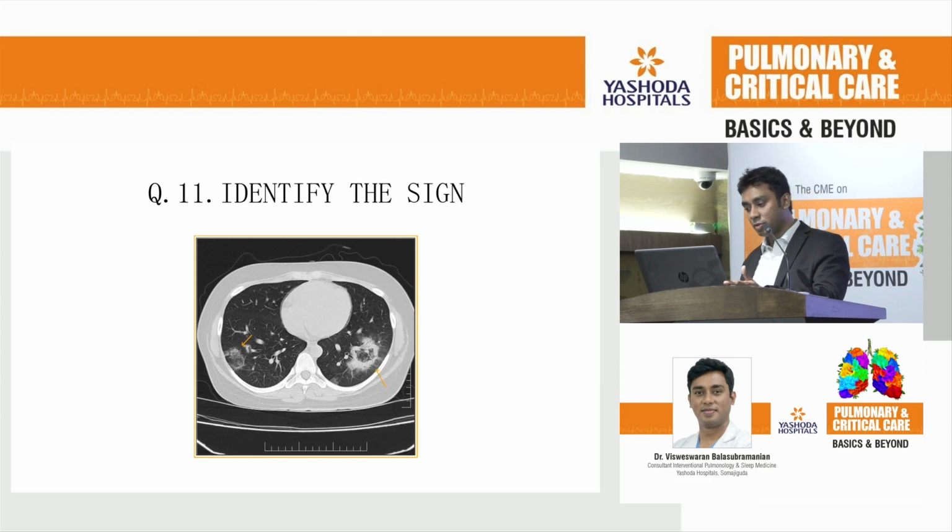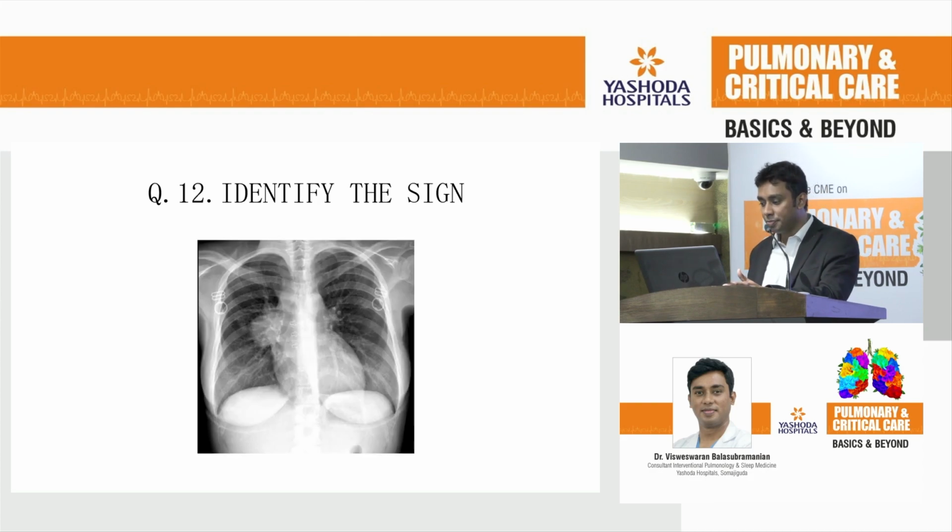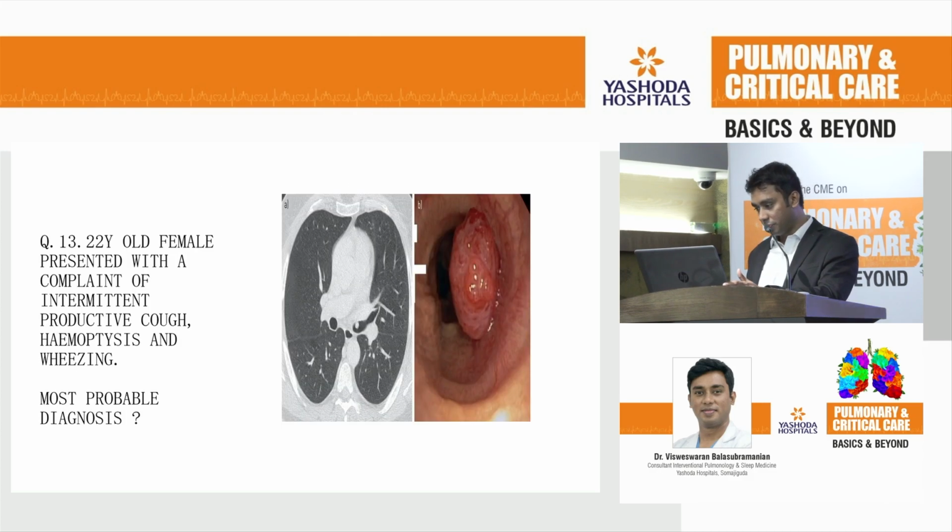Next one. Identify the sign. In which condition will you see it most commonly? Which one? Mucor. Next. Organizing pneumonia. Very good. What is the other name it is called? Atoll. Other name? Birdnest sign. Good. Sometimes you can get it in vasculitis also. Okay. What is this sign? Next one. Hilum overlay sign. Very good.